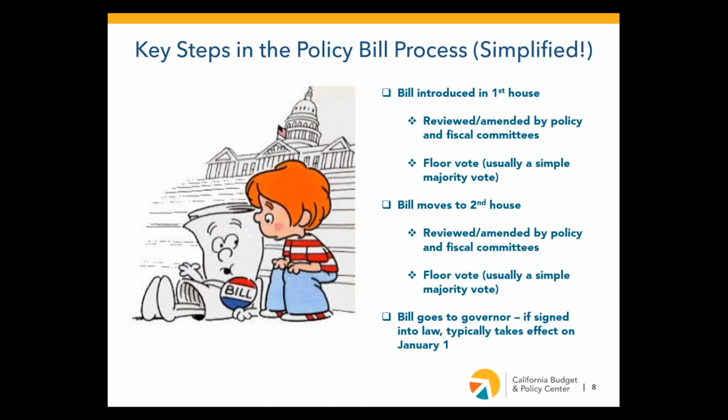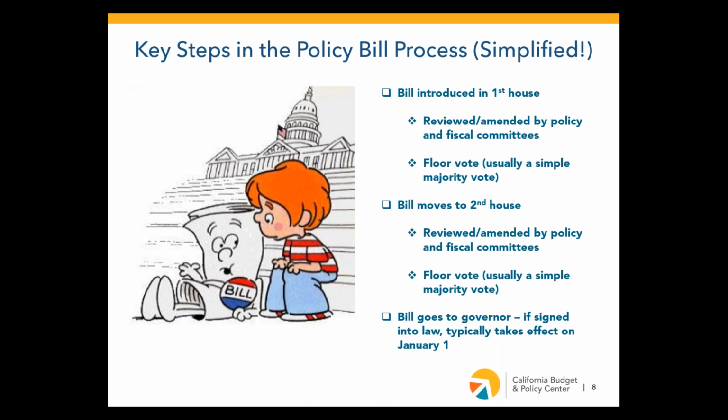So the simplified version of the policy bill process, and I think many of you who grew up watching cartoons on Saturday morning in the 1970s and 80s probably recognize these two guys from Schoolhouse Rock. They're going to be my graphic to illustrate the policy bill process throughout this presentation. So this is simply the process where a member of the legislature, either in the Assembly or the Senate, introduces a bill in the first house. That bill is reviewed and usually amended by policy committees and fiscal committees, which are known as appropriations committees in our state legislature, one in each house.